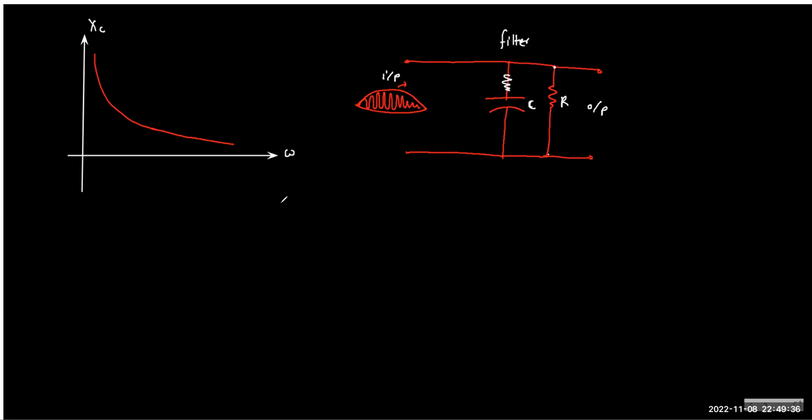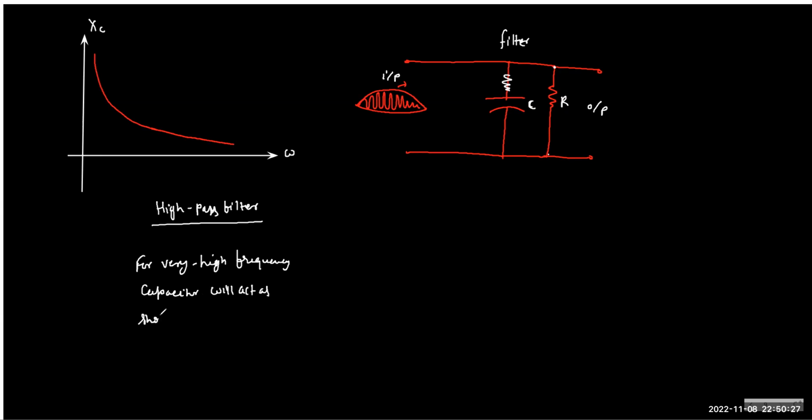And because for high frequency capacitor do not offer any resistance or any opposition, a capacitor is called high pass filter. So high pass means high frequency can pass through it. And low frequency will be rejected. So for very high frequency, capacitor will act as short circuit. Understood? Yes.